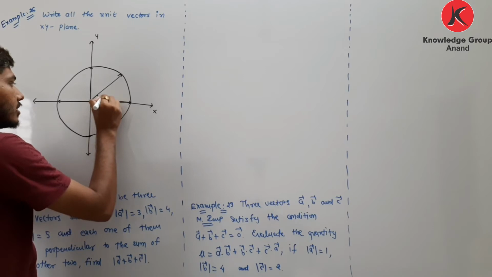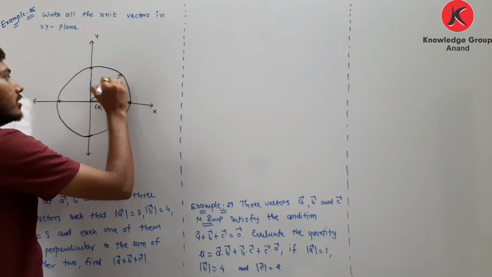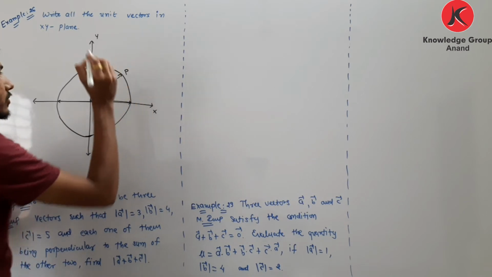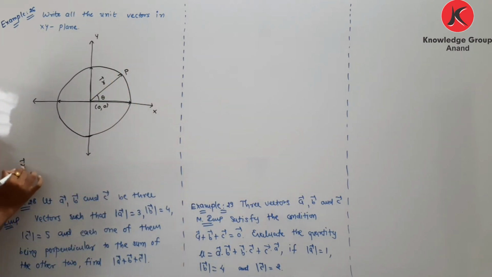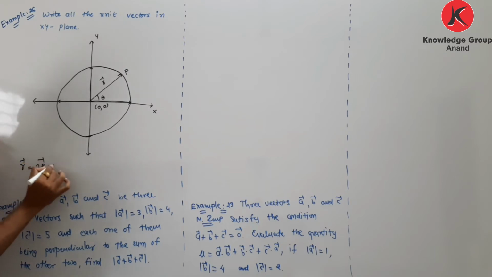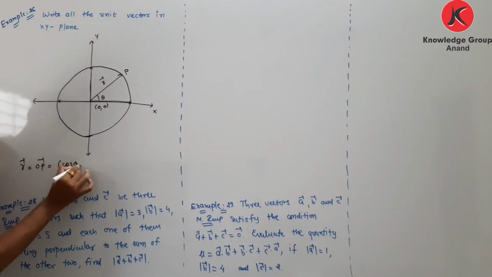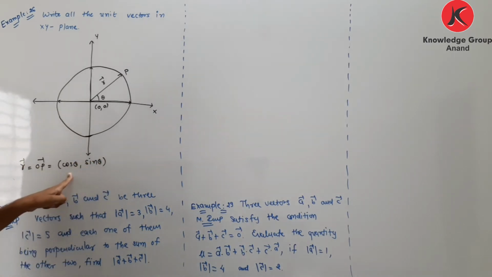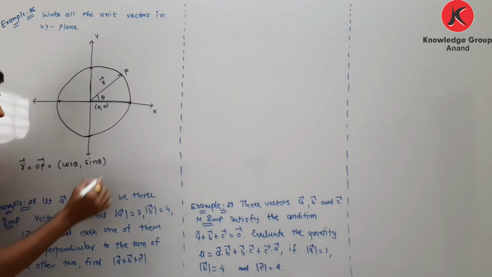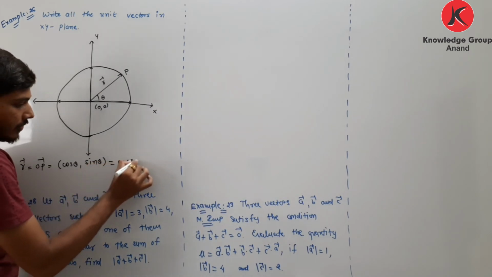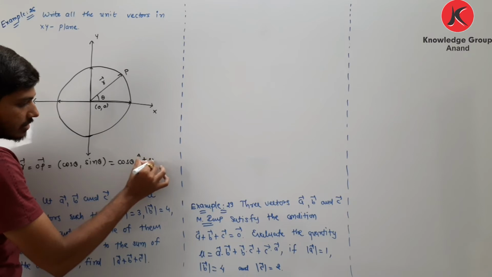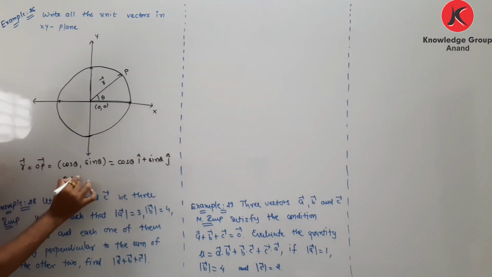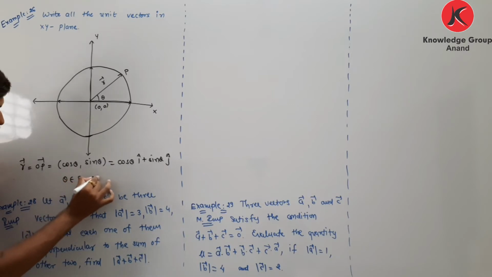Suppose this angle is theta, then we can write this vector r cap equals OP vector, which equals (cos theta, sin theta). We know that the x coordinate is denoted as cos theta, the y coordinate is denoted as sin theta. Therefore we can write cos theta i cap plus sin theta j cap. Here theta lies between 0 to 2 pi.